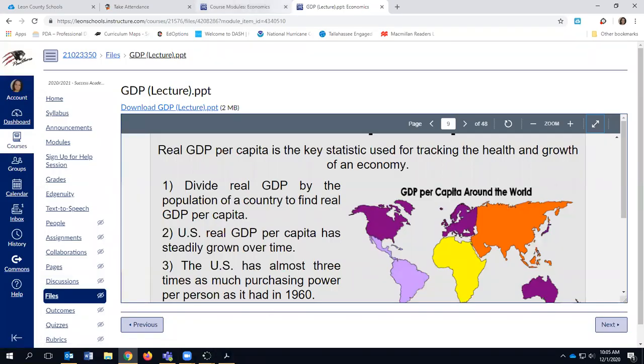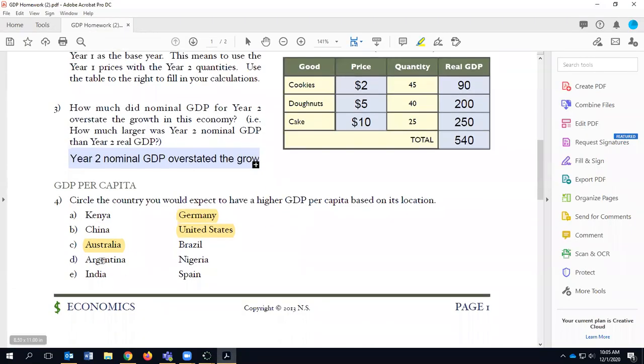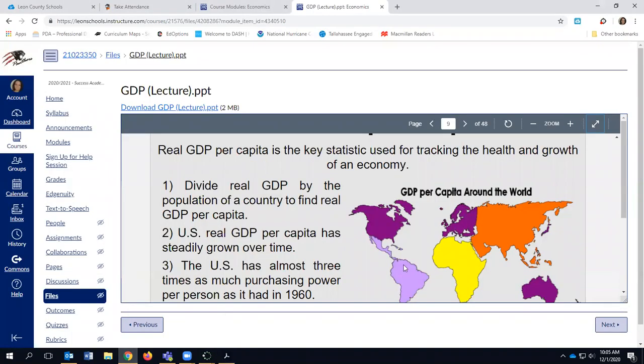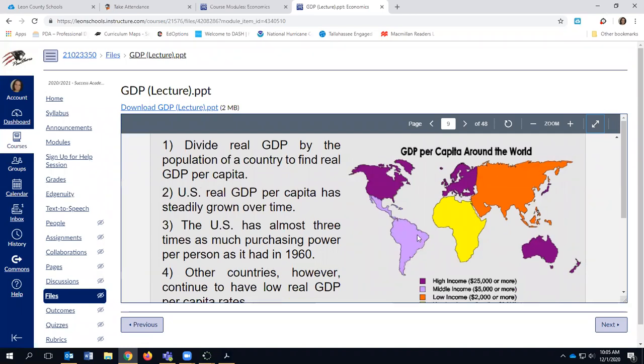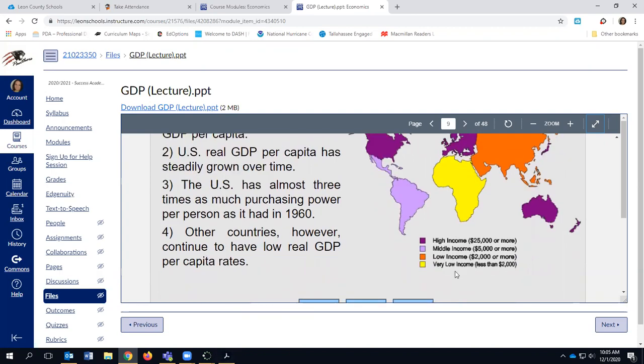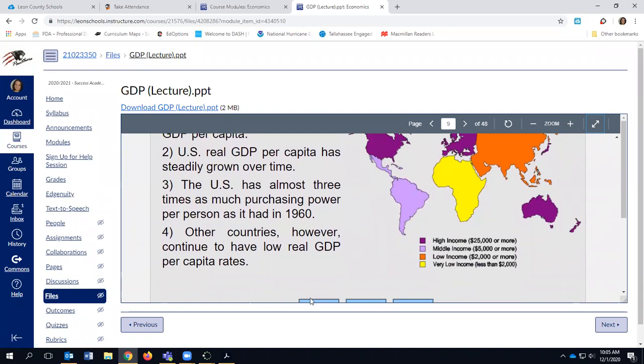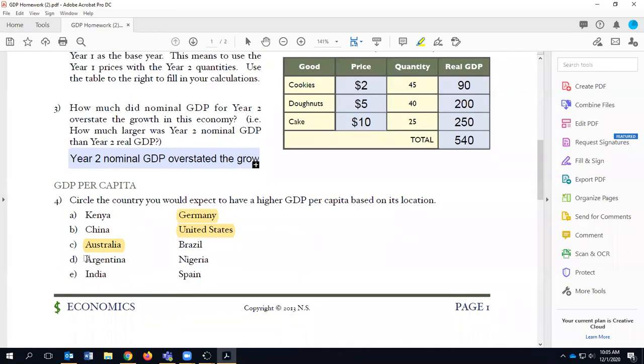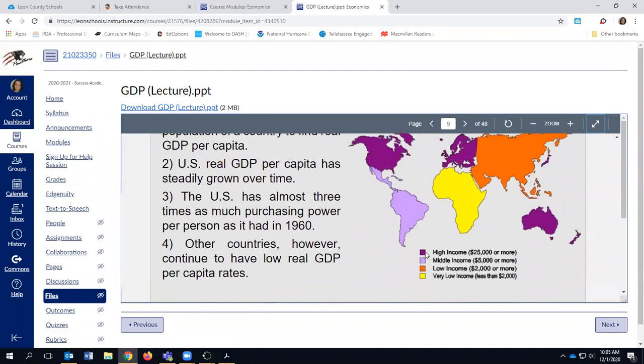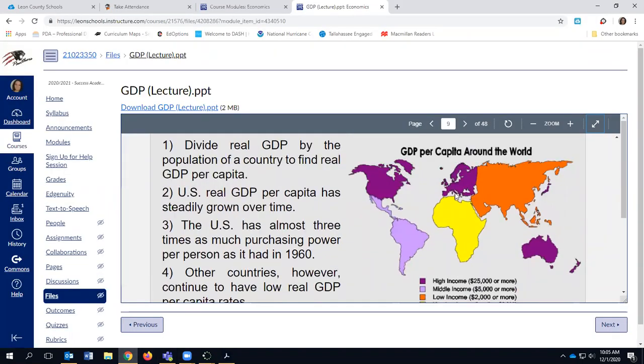All right, let's go back to this. All right, Argentina or Nigeria? What do you think? Argentina is over here. Nigeria is over here. It's Argentina. All right, now India or Spain? Let's look at our map. India is right here. Spain's right here. It's Spain, because Spain's in the high income category.